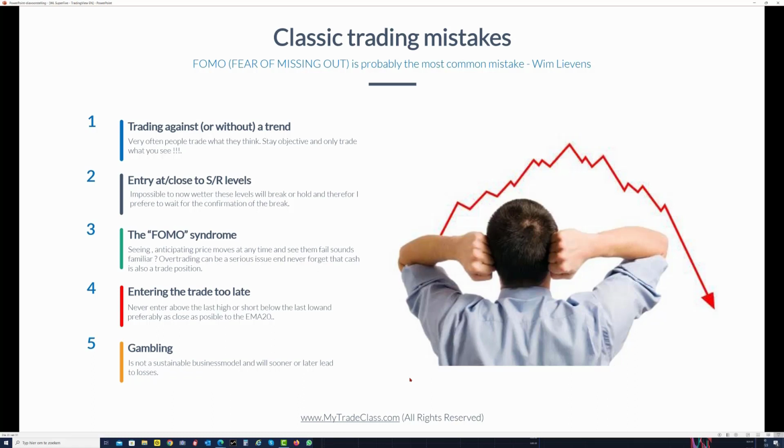What I also see a lot is entering the trade too late, waiting for the confirmation of the confirmation of the confirmation. Very often due to the use of technical indicators, which, if you really look at it, if you follow the signals of technical indicators, especially when you're trading fast, very often you will be a step too late, sometimes 2 steps.